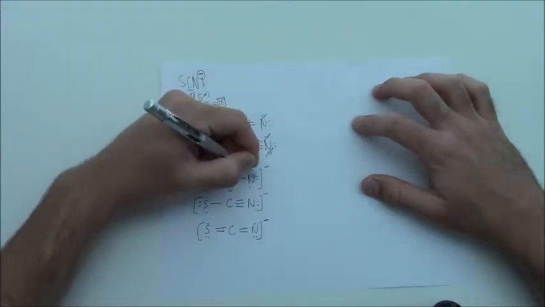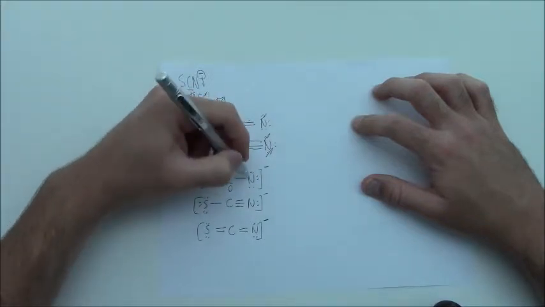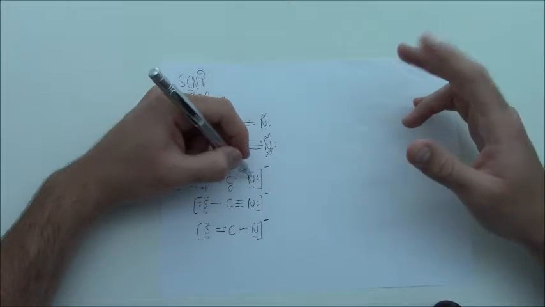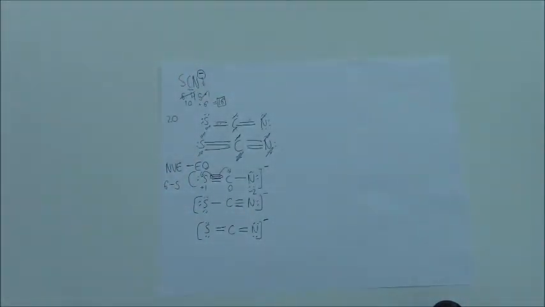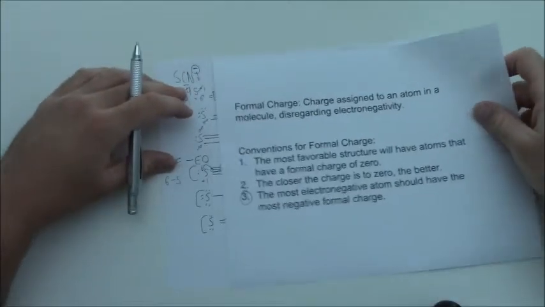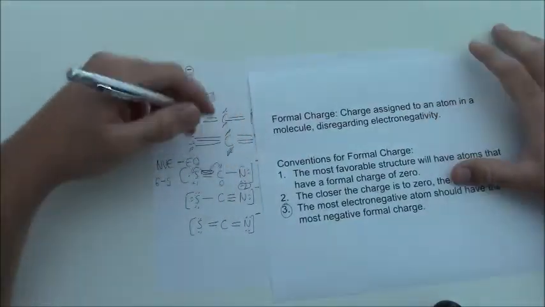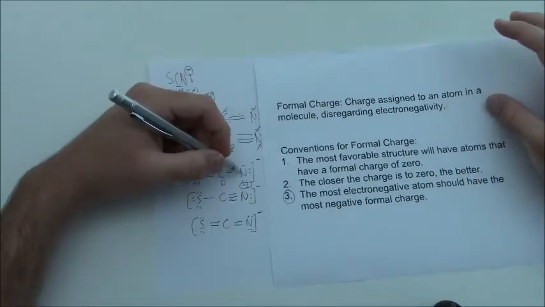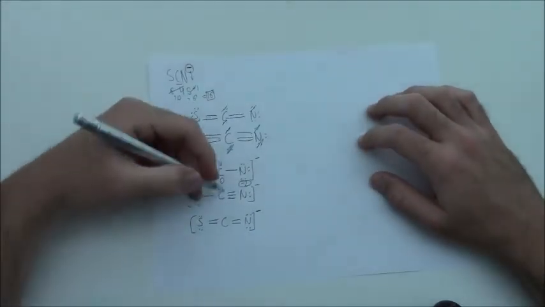1, 2, 3, 4, 5, 6, 7. So nitrogen has 5 valence electrons. 5 minus 7 will give us negative 2. So as we talked about in our conventions of formal charge, this is not very favorable because negative 2 is not close to 0. And even though nitrogen is the most electronegative element in this structure, it's still not favorable at all. So let's take a look at the other structures that could be the predominant structure.